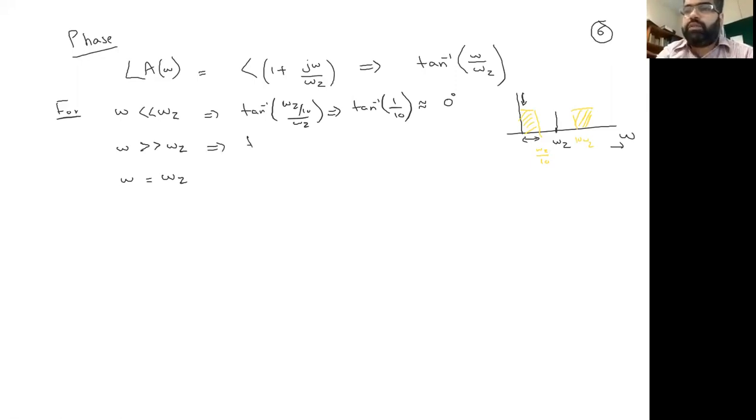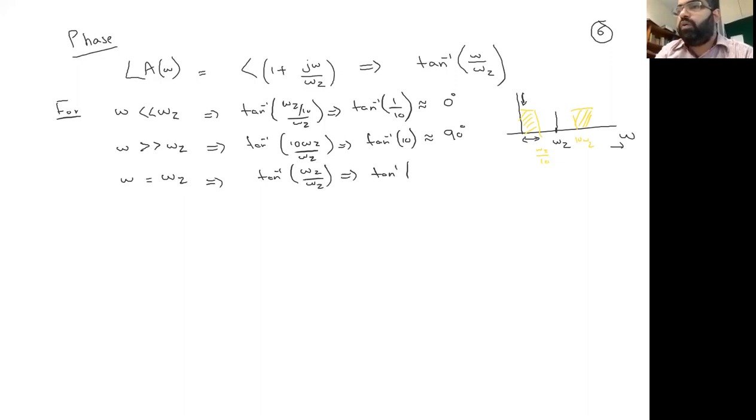Similarly, when omega is very much bigger, 10 times omega z divided by omega z, it is equivalent to tan inverse of 10. Again, this is a very big value, which we can say is equivalent to infinity, and this means 90 degree. And when they both are equal, omega is equal to omega z, so both are omega z. This means tan inverse of 1, which is 45 degrees. This time it's equal. So that's something we can see.